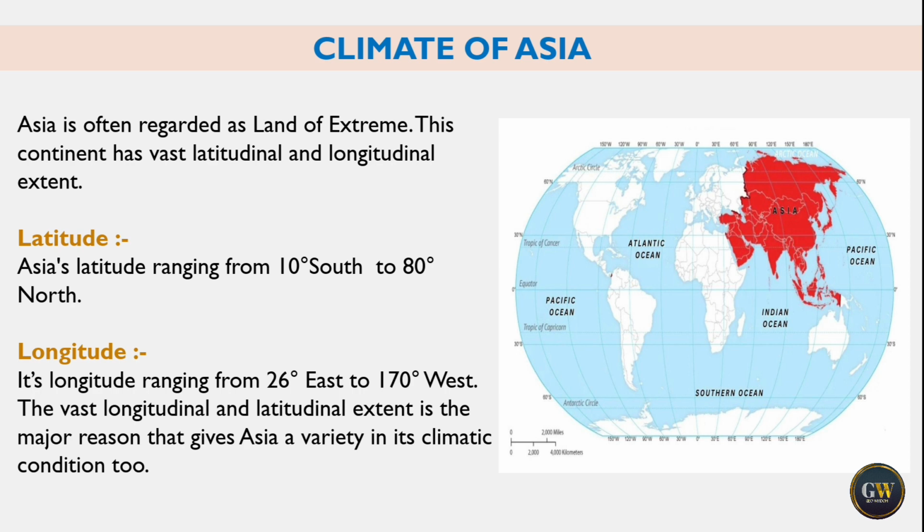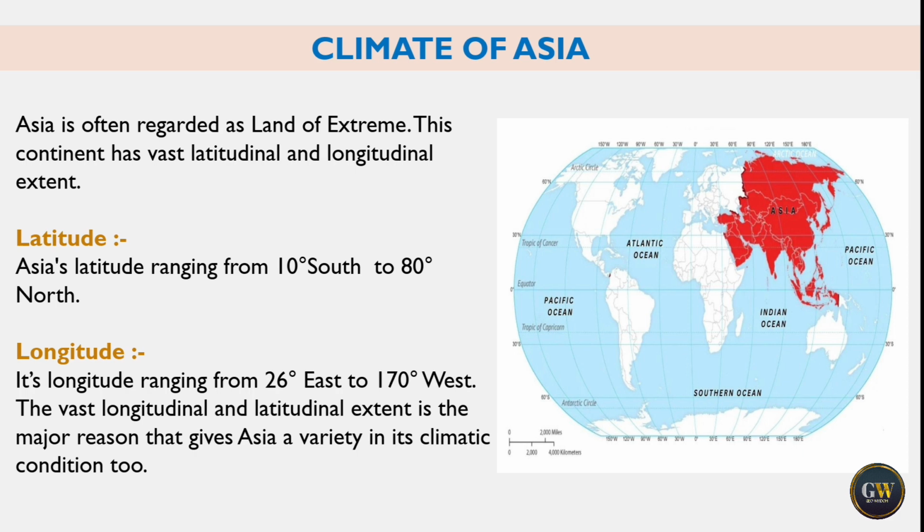Asia is the largest of all the seven continents of the world, and Asia has vast latitudinal and longitudinal extent. This vast extent of the Asia continent is the major reason that there is a variation in its climatic conditions. So if we talk about the latitude and the longitude of Asia, see here in this globe, if we divide this globe into four divisions, this horizontal imaginary line is known as the equator, and this vertical imaginary line is known as the prime meridian.